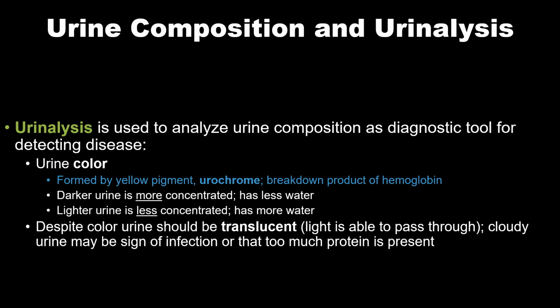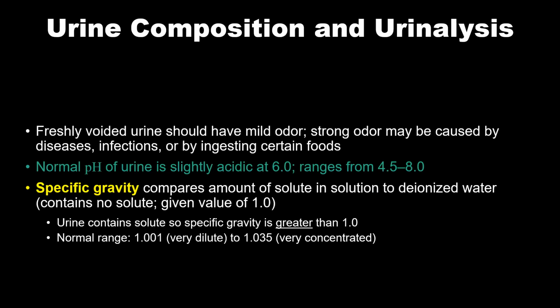You also have translucency. Regardless of color, the urine should always be translucent. You should always be able to see light through it. If the urine is cloudy, that typically indicates an infection, but it could also indicate that the urine has a large quantity of protein in it.